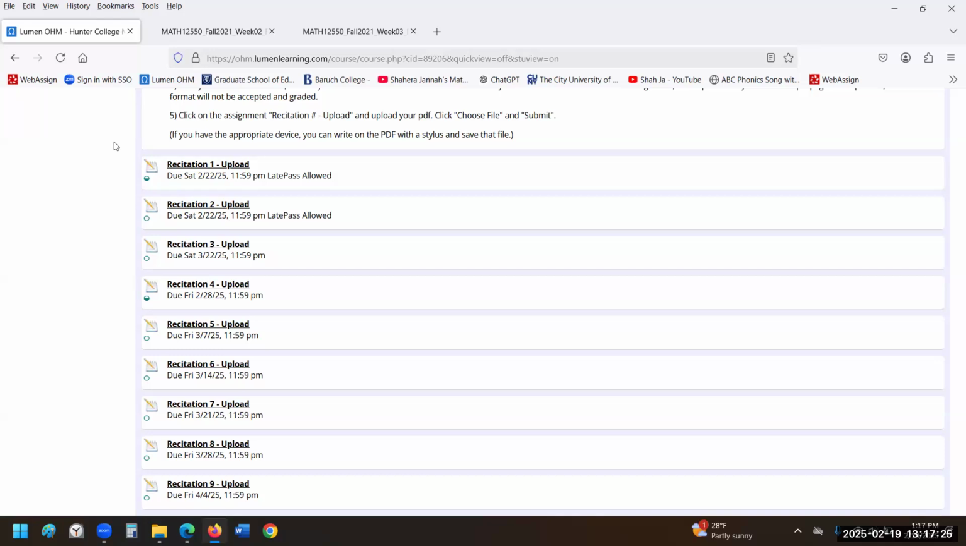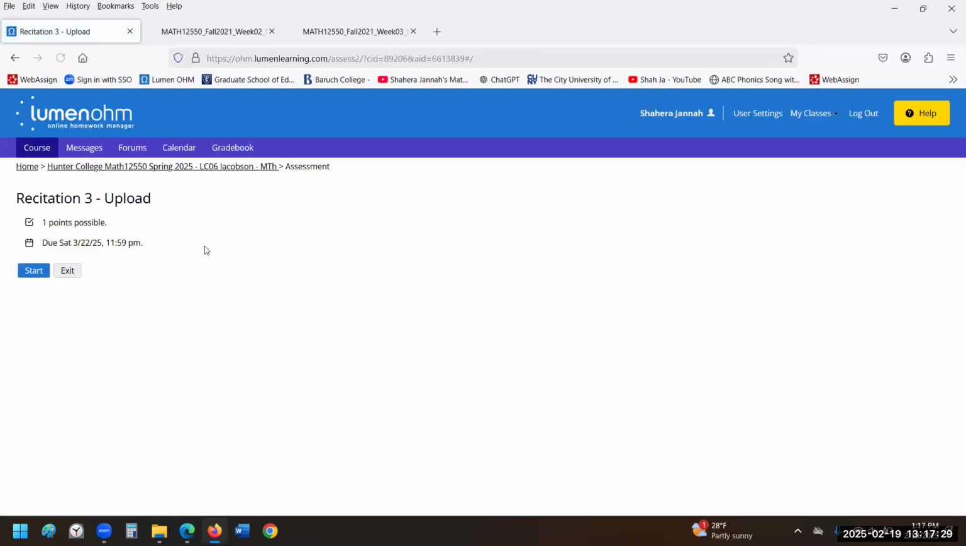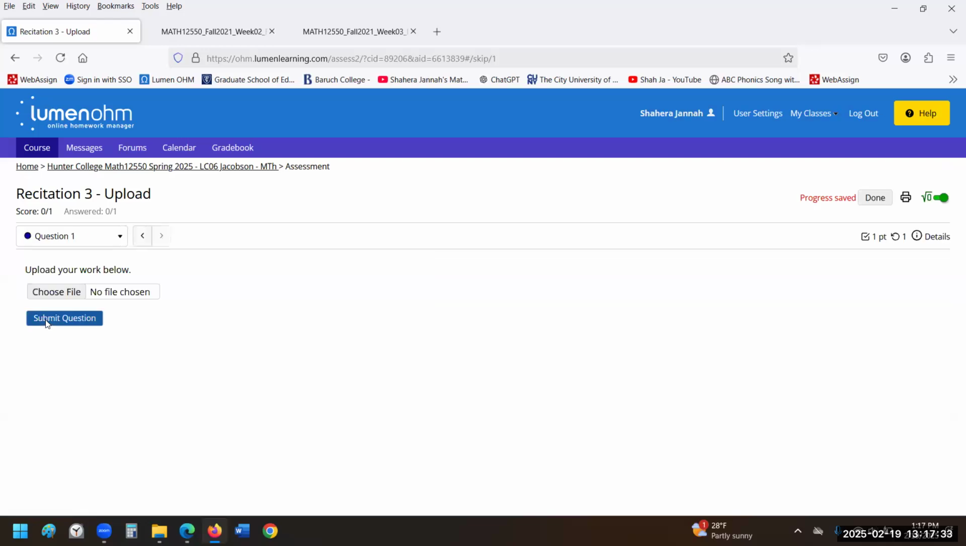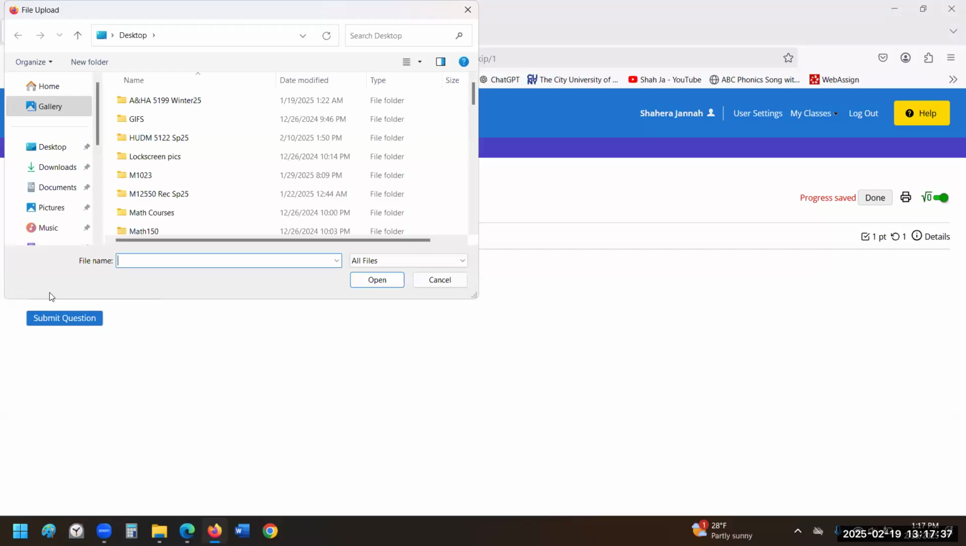So again, let me show you how to upload. You just click on upload, start, and then you click the first question and choose a file. But remember, you can only upload one file. So make sure you convert them into a PDF file and then upload. So one PDF file, upload, open, and then submit question.